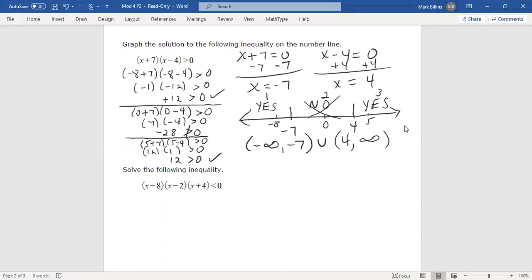So this means any value less than -7 would work when I plug it into my inequality, would give me a true statement, as would any value greater than 4.